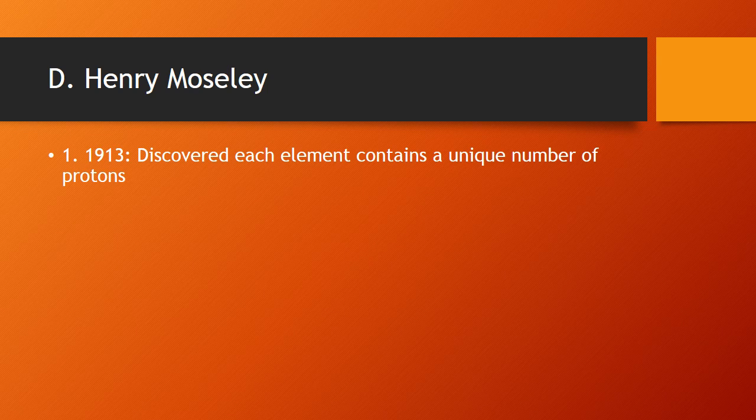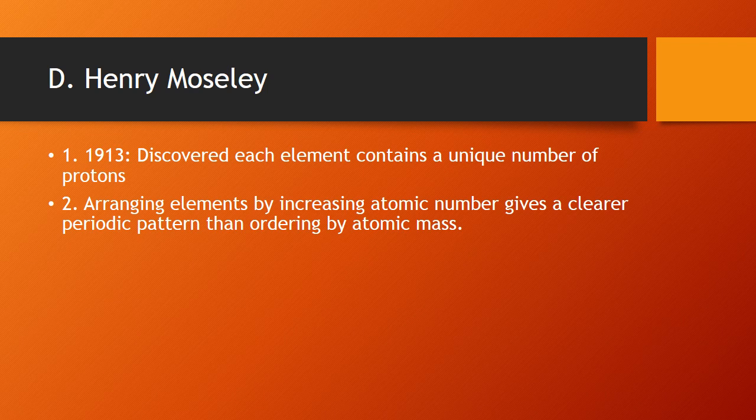And what Moseley recognized is that if we arrange the periodic table not by atomic mass, but instead by this atomic number, the number of protons, this gives a much clearer periodic pattern than if we ordered it by atomic mass. And so Moseley recognizes that Mendeleev and the other chemists of his time that had done this work, that most of their ideas were basically correct. It's just that we shouldn't order the elements by their atomic mass. We should actually order them by their atomic number.